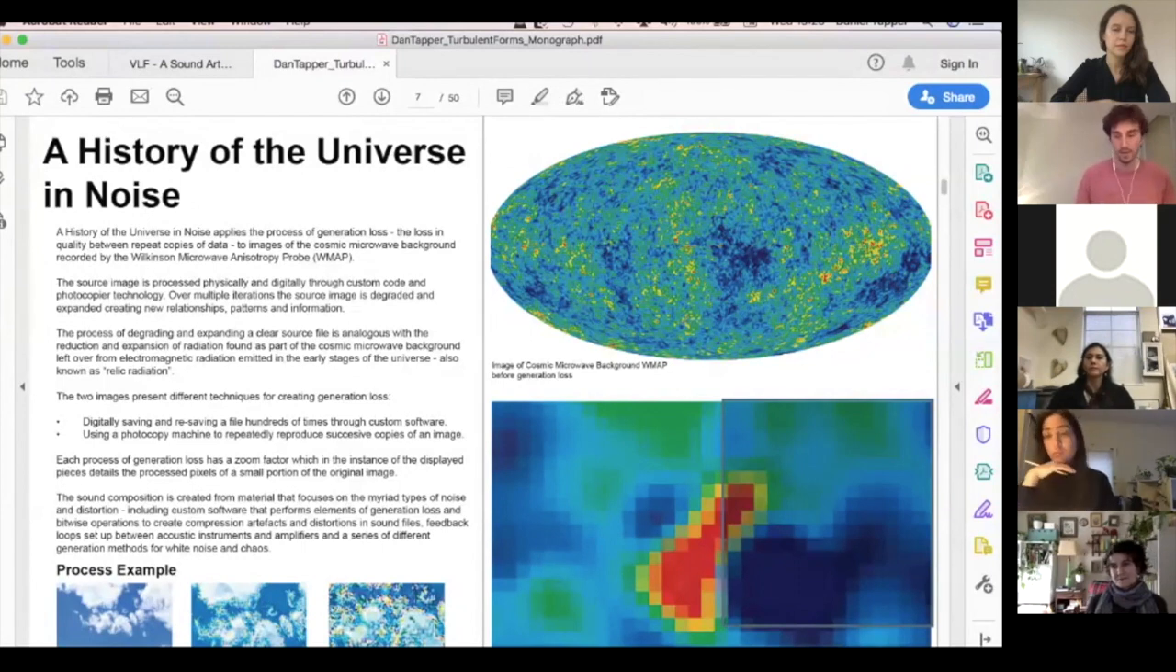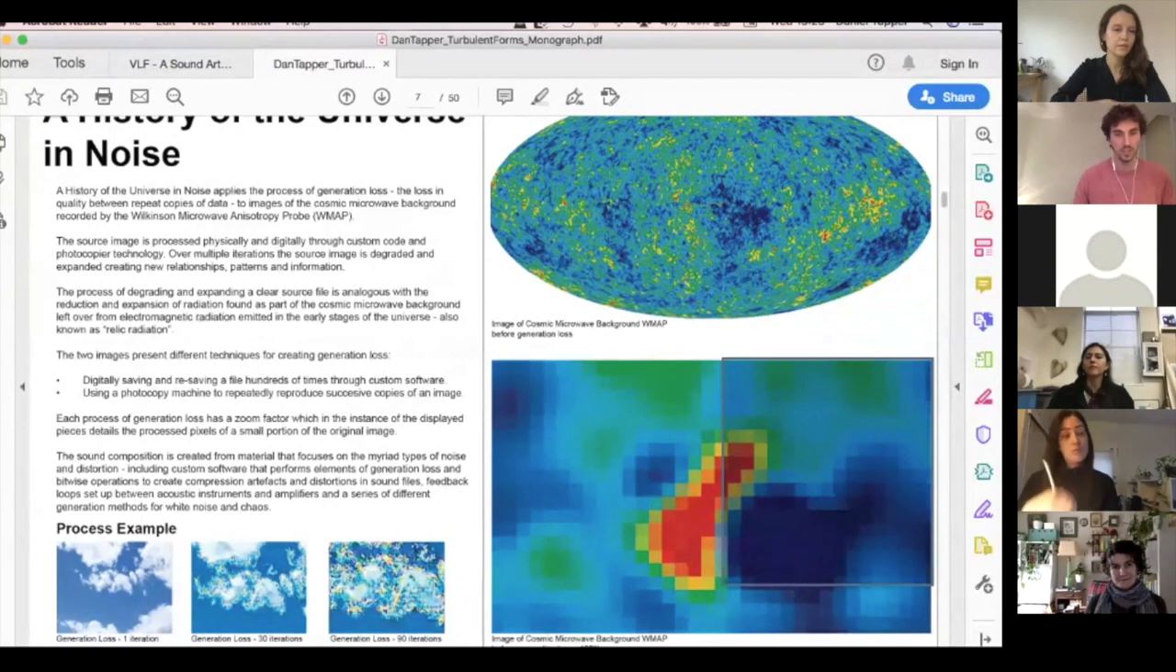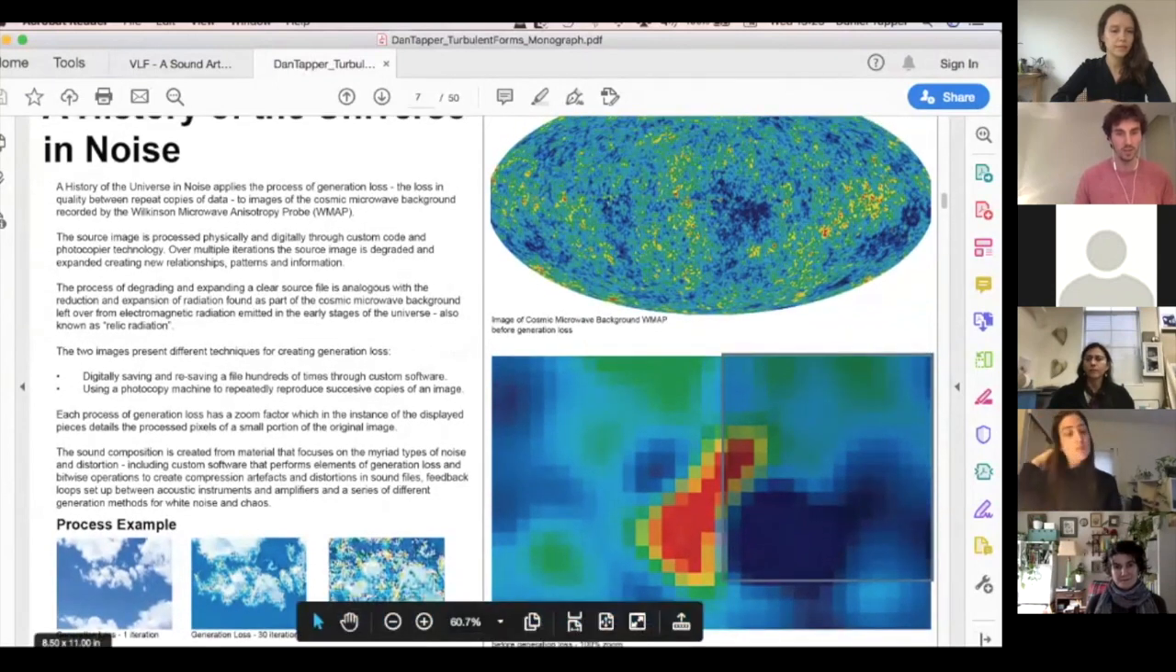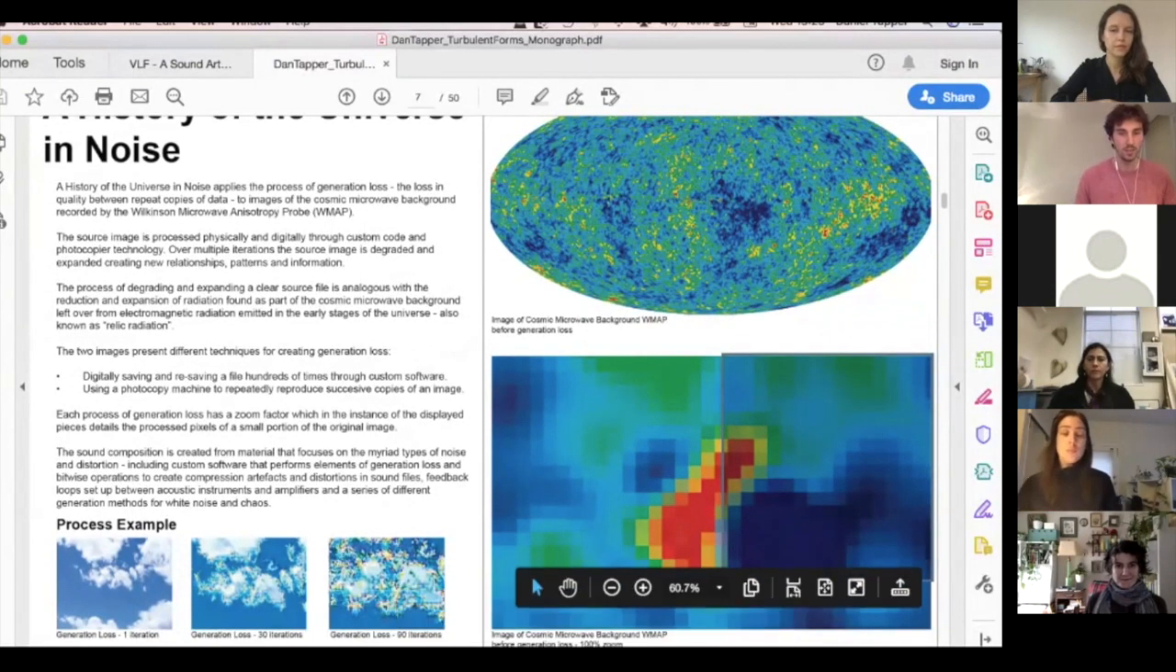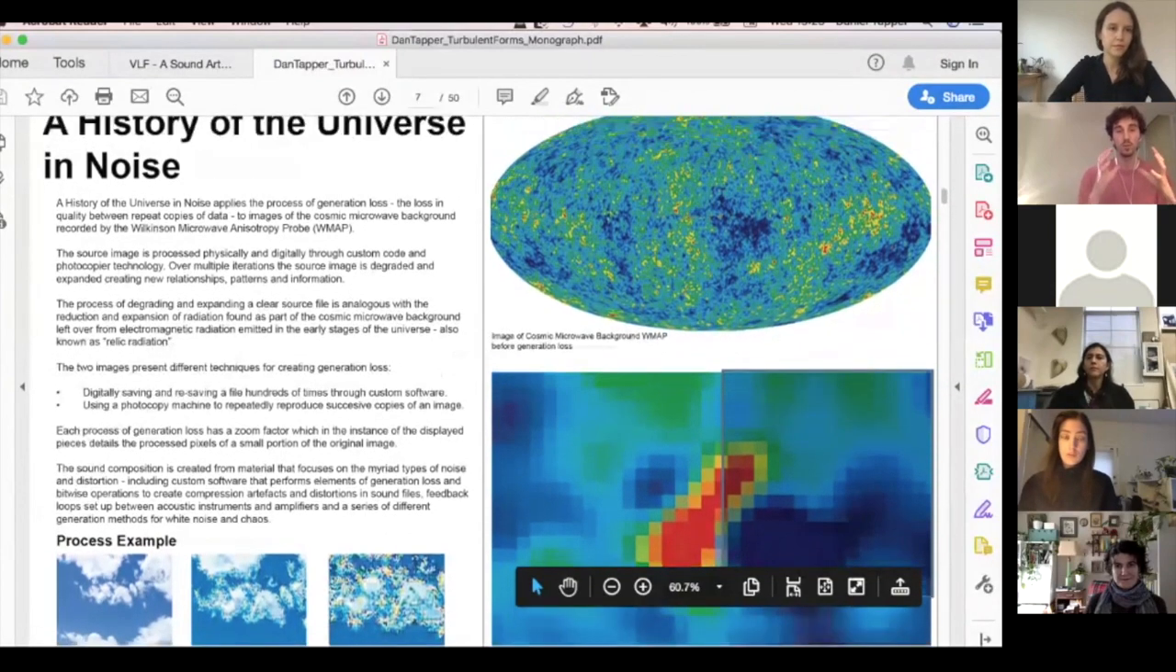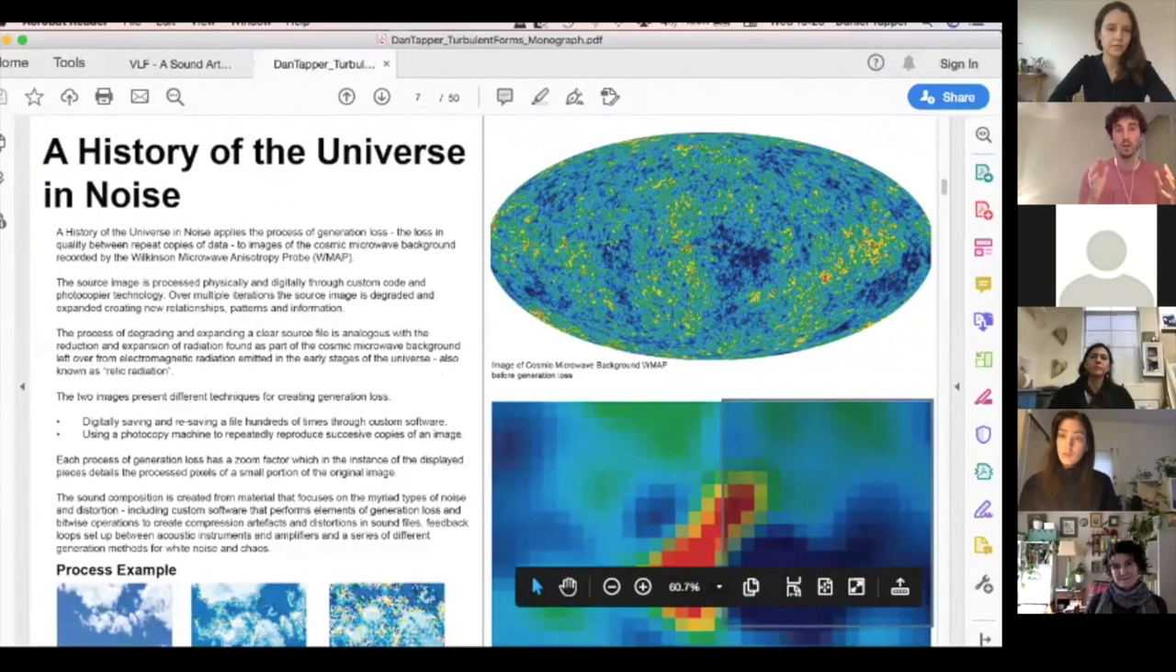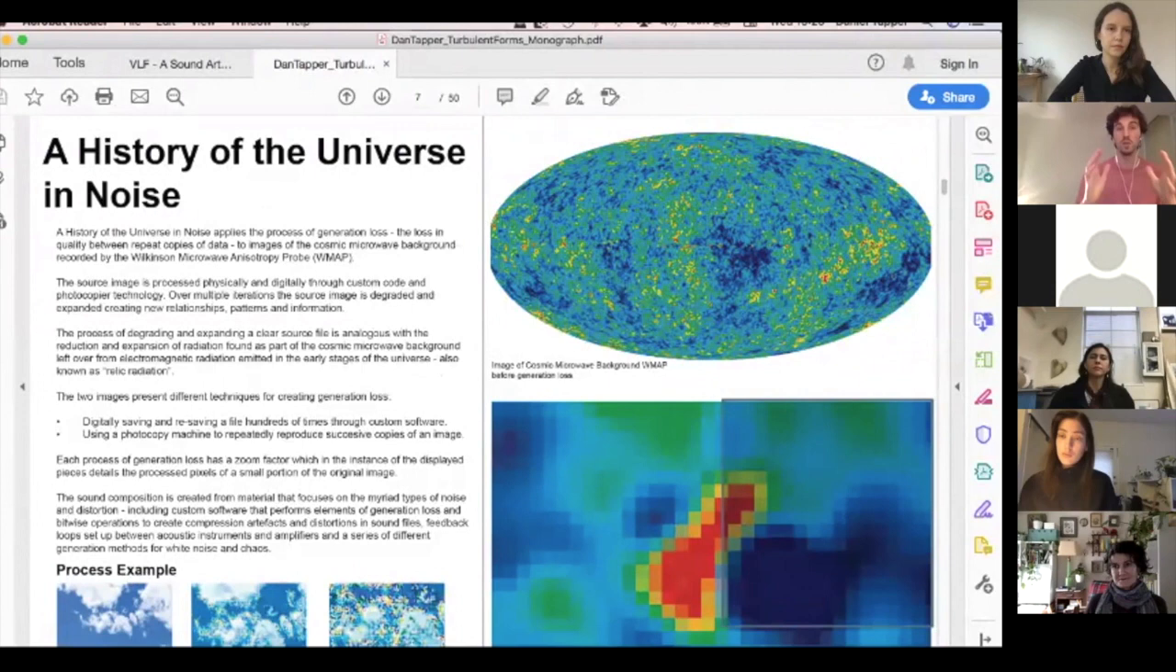So down here at the bottom, you can just see an example of generation loss over a number of iterations. So 1, 30, 90, just on a cloud. It also often has this process of zooming. So just by repeatedly saving this information, the image becomes zoomed in.